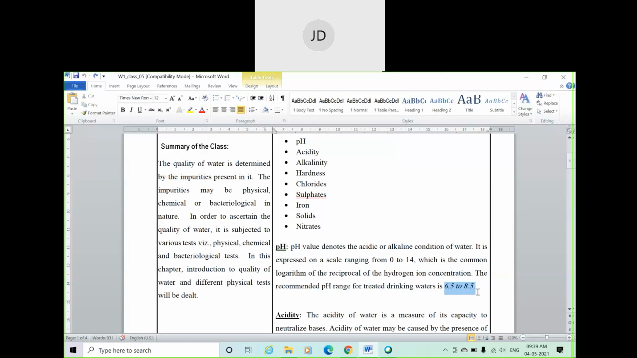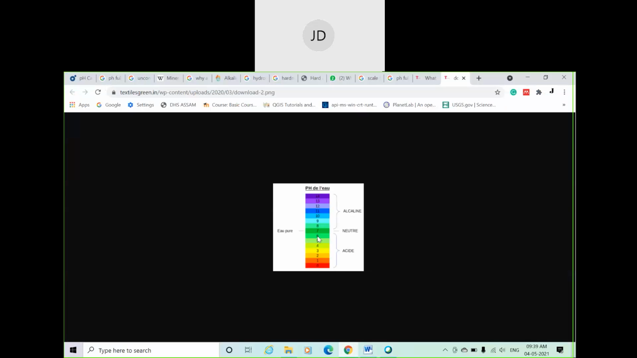It will come very frequently in different exams, and in a viva it may also be asked. For exam purposes, the range of every component is very important: the range of pH, acidity, hardness, all these things. So the pH of treated drinking water must range between 6.5 and 8.5. Here, from 6.5 to 8.5, you can see the green colored area. This is your pure water.